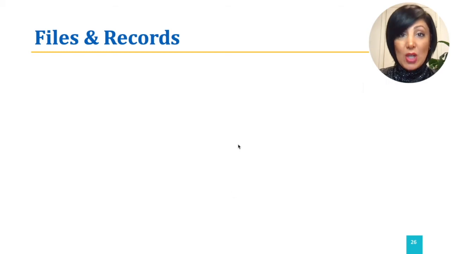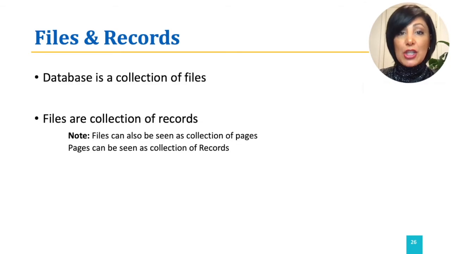Now, let's talk about how we store records into pages and files. A database is a collection of records. Records are used to store data in the rows of the relations we have in a database. We can also see the database as a collection of files that are in turn a collection of pages, and those pages are a collection of records.